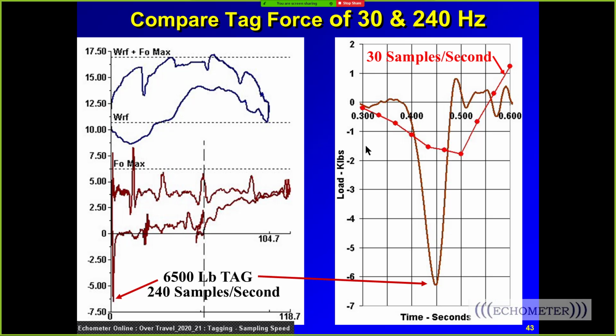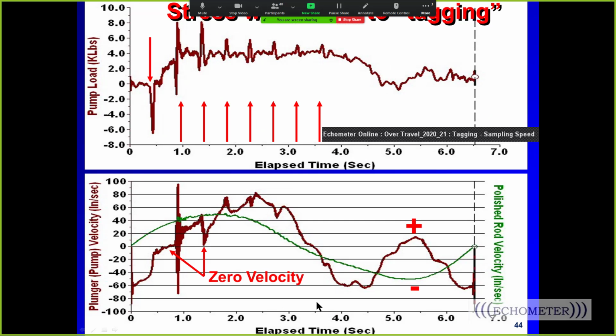So usually you sample 60 samples a second, and then if you see a sudden impact load, you're going to sample faster. So here, bam, there's a tag, and there's a repeat, repeat, repeat. And so that's that force traveling up and down the rod string. Now, if you look right here, you see when the first tag occurred, it stopped.